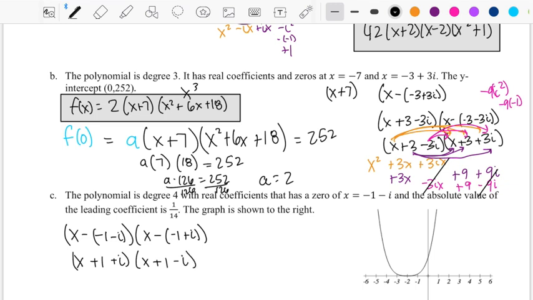To go ahead and multiply those out, x times x is x squared. x times 1 is x. x times -i is -ix. 1 times x is x. 1 times 1 is 1. 1 times -i is -i. i times x is plus ix. i times 1 is plus i. And i times -i is a -i squared, which is a -1, which is truly a plus 1. So then we get that we have x squared plus 2x. Those cancel, plus 2.